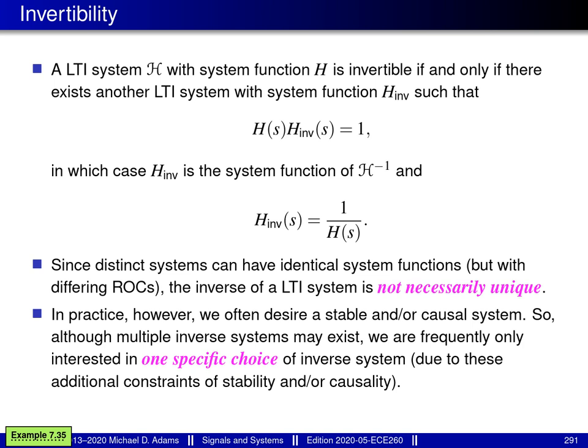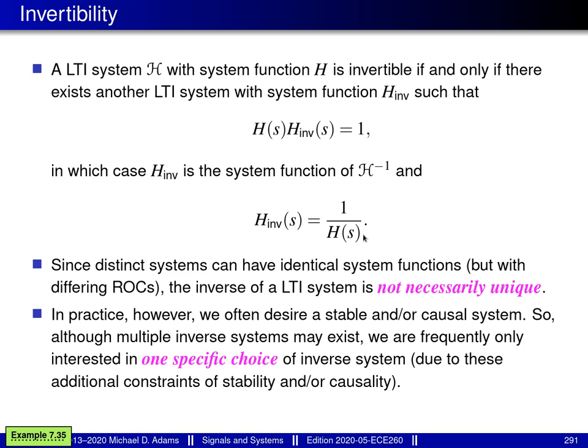Next, I'd like to consider how the invertibility property can be characterized in terms of the system function of an LTI system. In this regard, we have the result stated at the top of the slide, which reads as follows. An LTI system script H with the system function big H is invertible if and only if there exists another LTI system with the system function big H inverse, such that this particular relationship here is satisfied. In which case, big H inverse is the system function of script H inverse, and is given by this particular formula here.